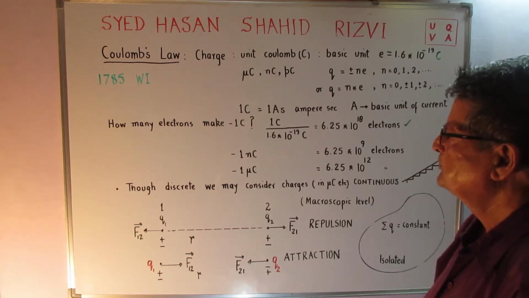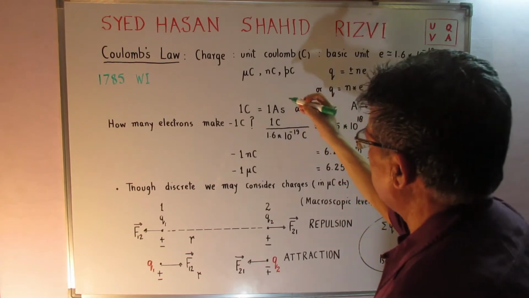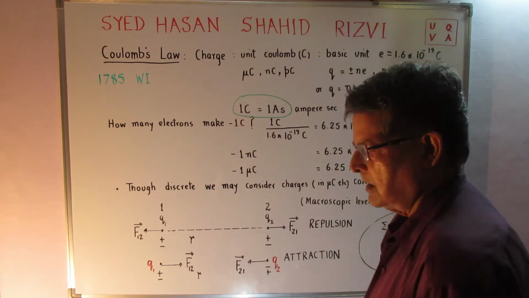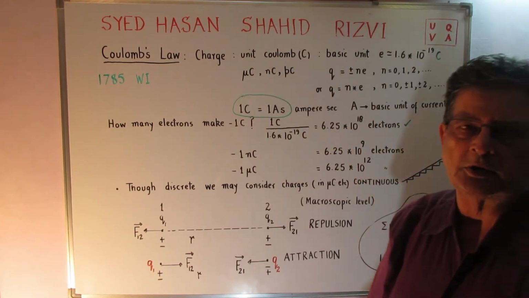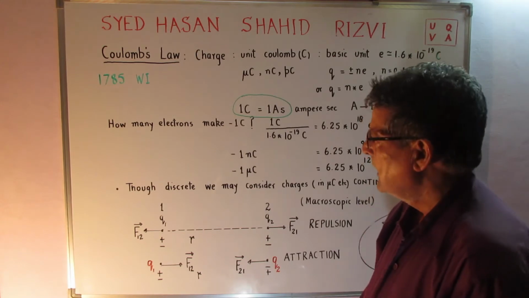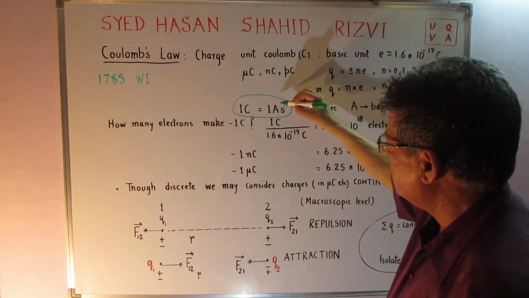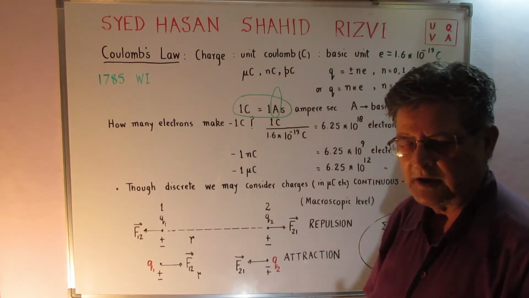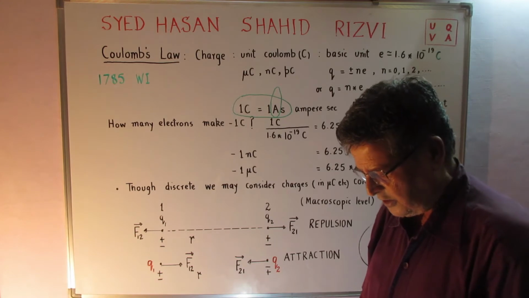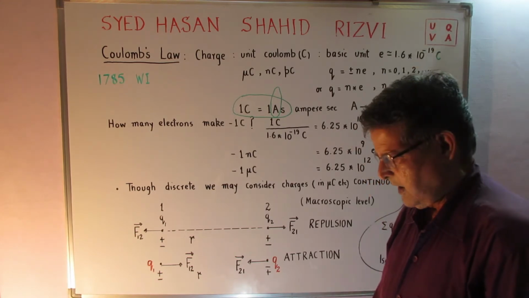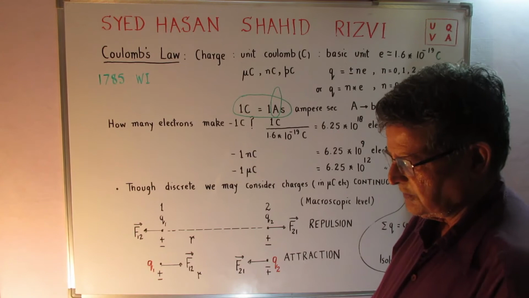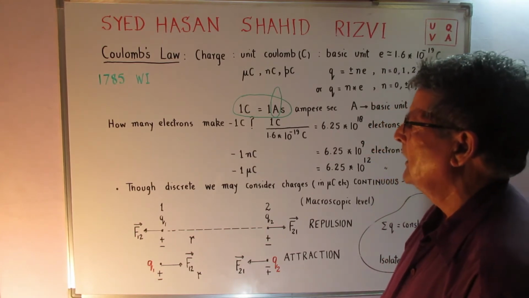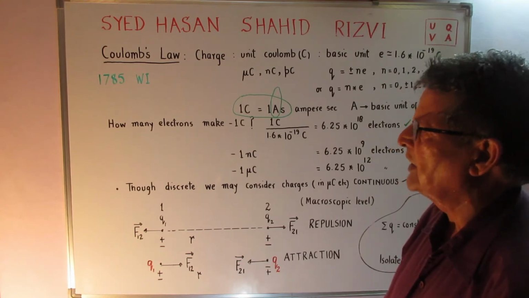Now 1 Coulomb is basically defined as 1 ampere second. A Coulomb is not a basic unit; I'm sorry, a basic electrical unit. Ampere is. This ampere is a basic unit, just like meter, kilogram, second, and then temperature in Kelvin. These are some of the basic units in the MKS or SI system of units.